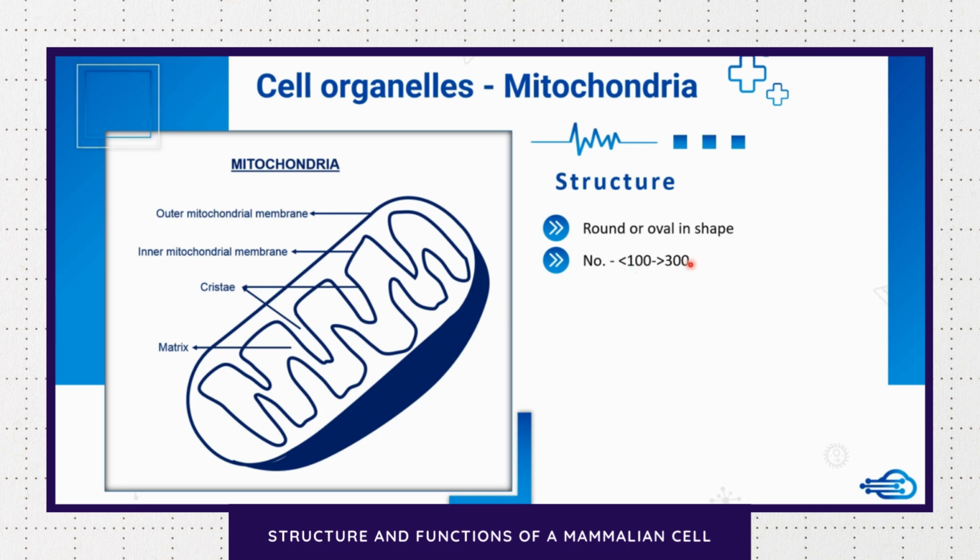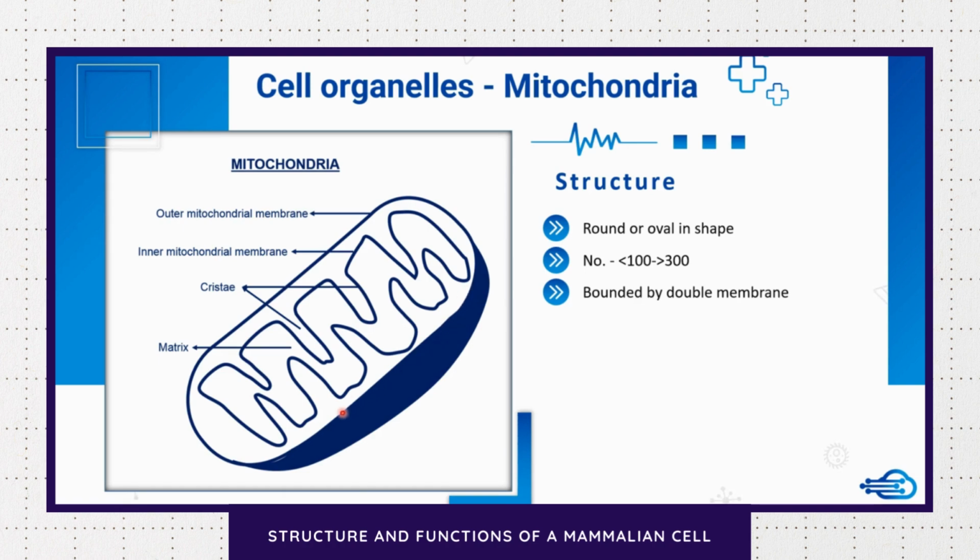So there may be cells which require a lot of energy. For example, parietal cells in the stomach, right? They have to continuously produce hydrochloric acid, for which they require a lot of energy. So the number of mitochondria in these cells is very high. Okay. These mitochondria are bounded by a double membrane.